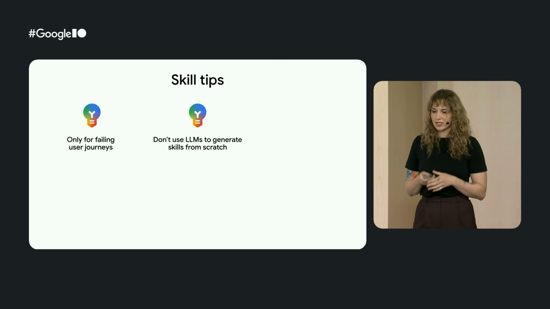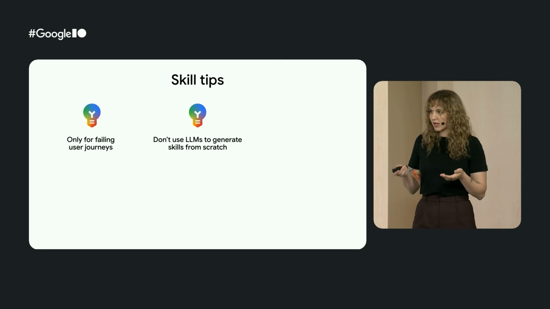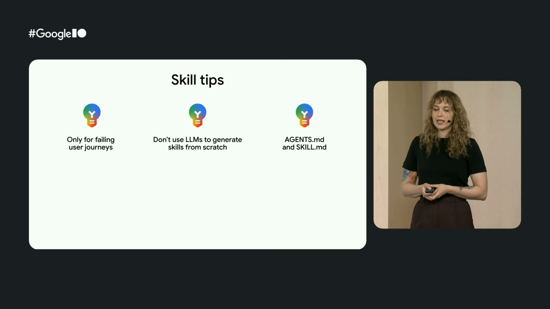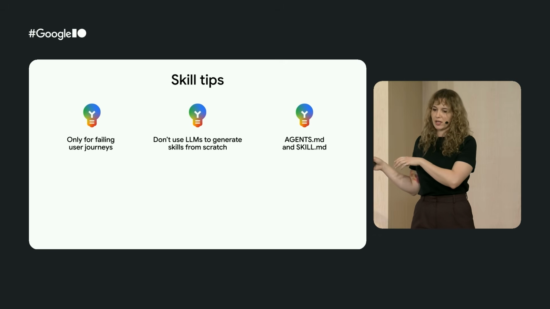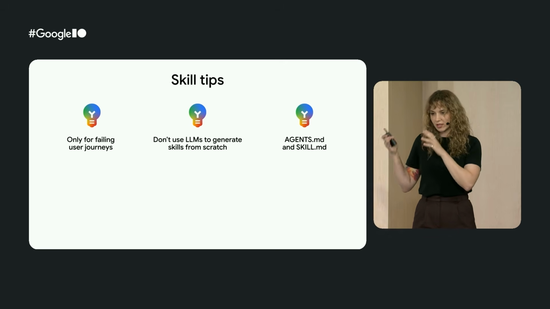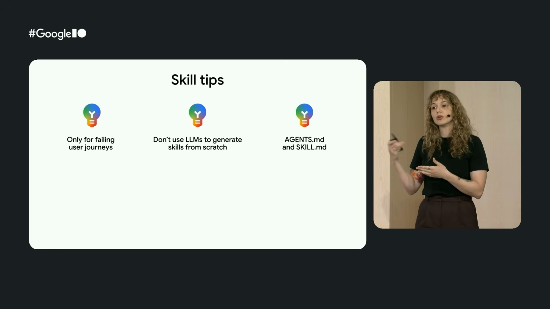Don't use LLMs to generate skills from scratch without providing any additional sources or knowledge. If an LLM already knows a topic and can generate a skill for it using its default knowledge, it doesn't need a skill. Think about what to add to agents.md and what to add to skill.md. The entire content of an agent.md is sent as context for every user prompt, while skills are activated on demand, so only when they're needed.